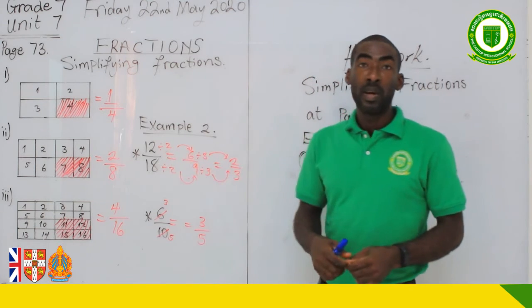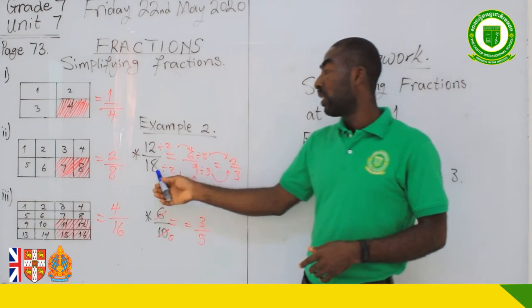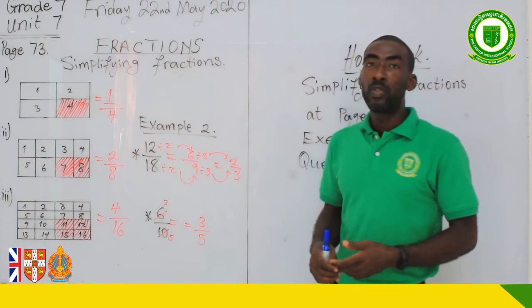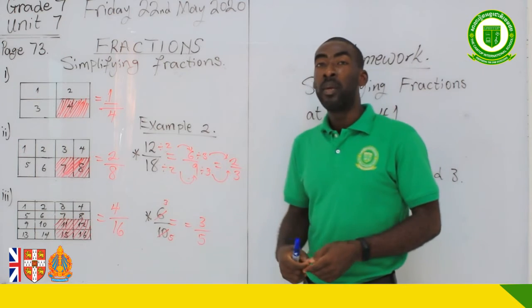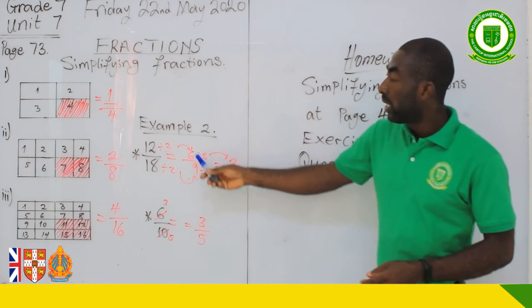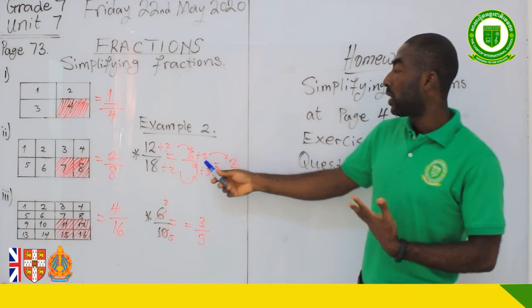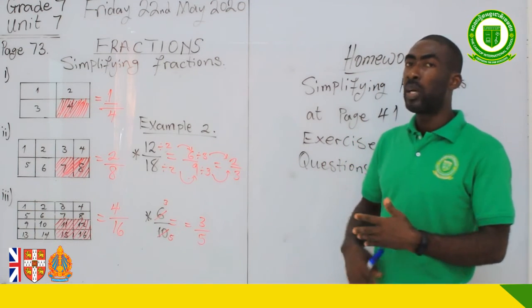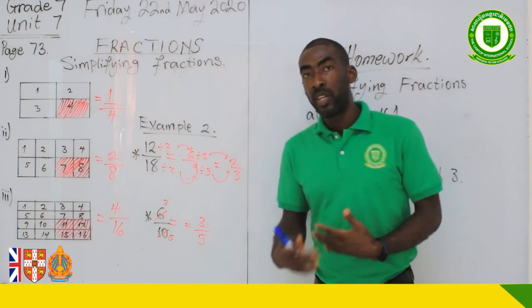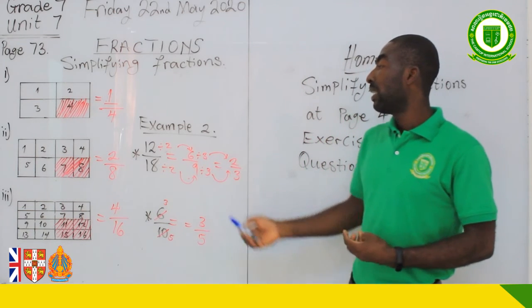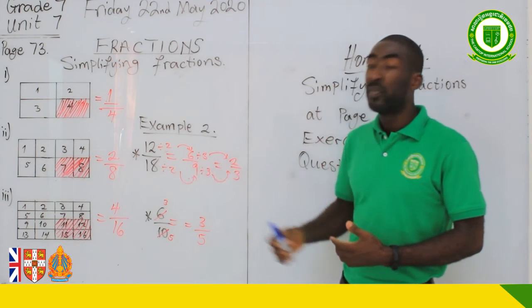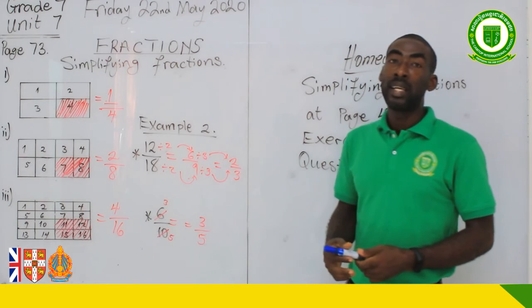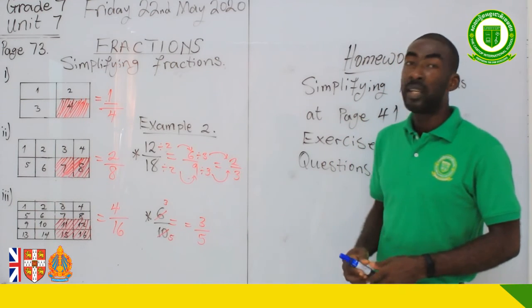So first we talked about dividing our numerator and that of the denominator by 2. Then 2 divides 12 to give 6 and divides 18 to give 9. Getting to this point, we realize that 2 cannot divide our numerator and that of the denominator, so we have to think of a different number. 3 becomes a possible number that can divide our numerator and denominator. So 3 divides 6 to give 2 and divides 9 to give 3. So this is the answer that we have there.